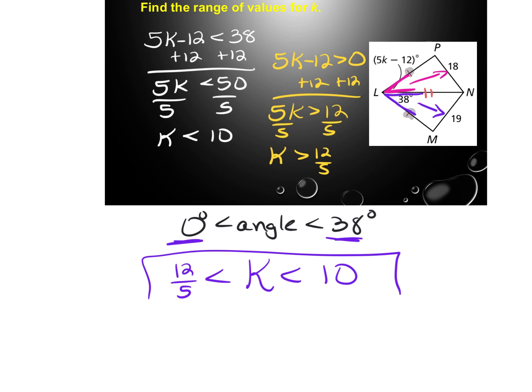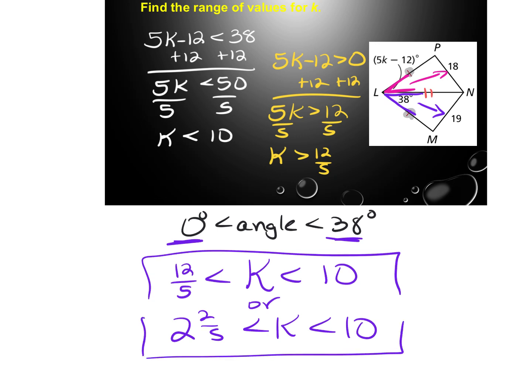Now, you could also make this a mixed number, or you can leave it improper. So either answer works here. So when it wants a range, you've got to use as small as it could be to how great it could be. And that is it for the notes on 6-6, and that is the end of chapter 6.